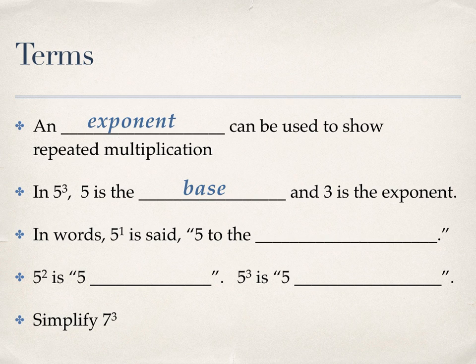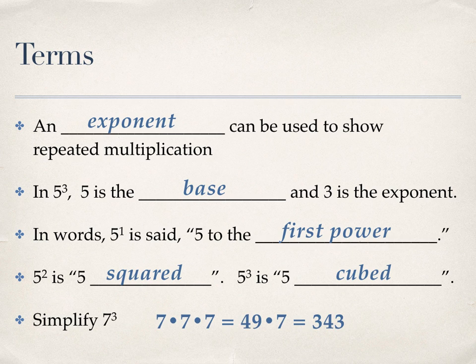In words, 5 to the 1 power is said 5 to the first power. 5 to the second power can be said 5 squared. 5 to the third power is 5 cubed. And to simplify 7 cubed, we multiply 7 by itself 3 times, and we get 343.